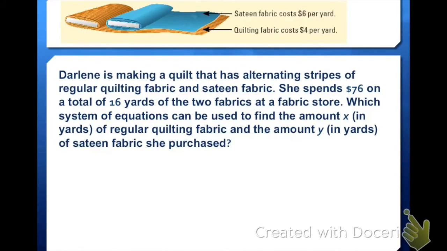Okay? So now let's talk about a word problem. Darlene is making a quilt that has alternate stripes of regular quilting fabric and satin fabric. She spends $76 on a total of 16 yards of 2 fabrics at a fabric store. Which systems can be used to find the amount X in yards of regular quilting fabric and Y yards of satin quilting fabric? Sorry about that.